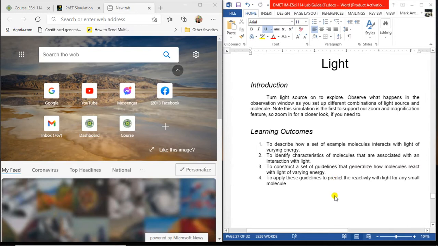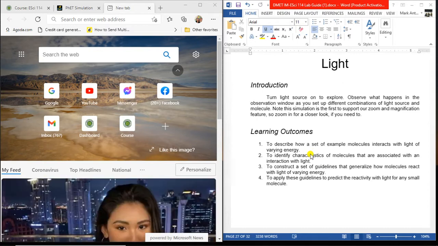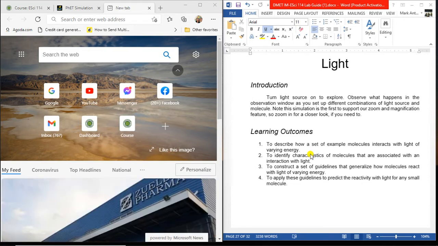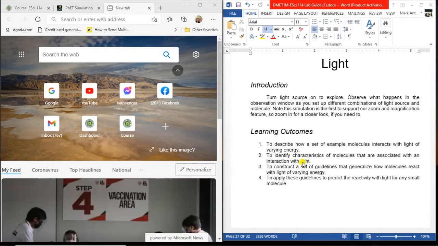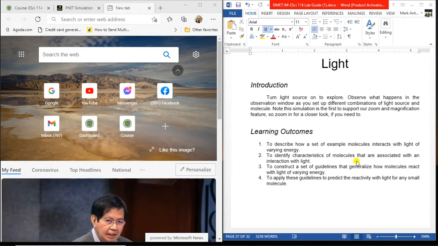So of course, ang light, since we're living in a space that is full of matter, ang light mo interact sa kada particle because di ba ang light duha ang iyang behavior, it could be a wave and a particle because light comprises of photons which are particles. Kaduha is you'll be able to identify the characteristics of molecules that are associated with the interaction with light.